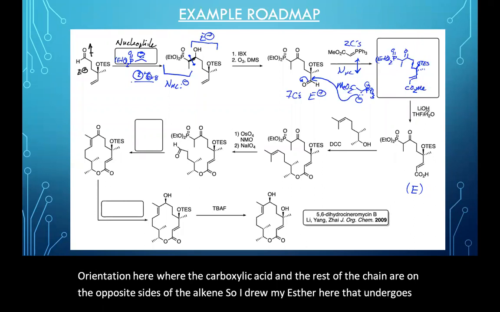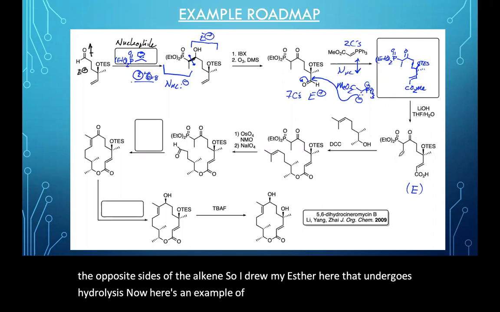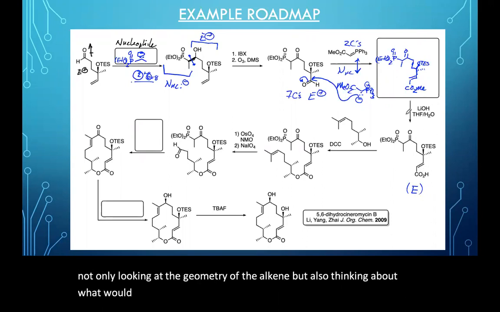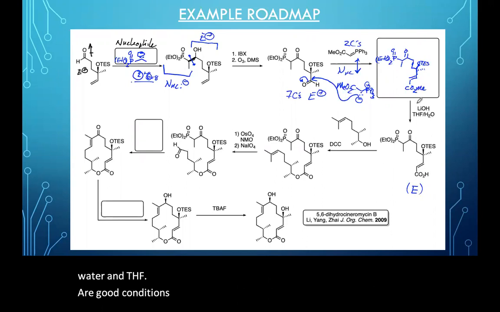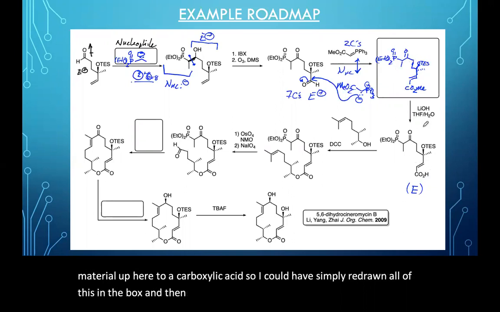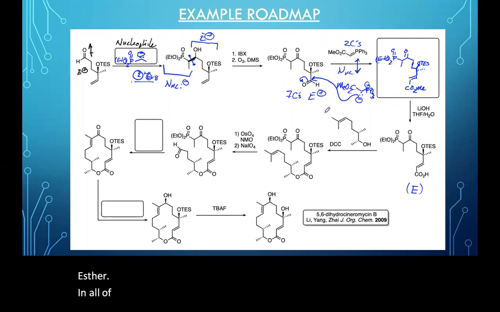Now, here's an example of working backwards. On top of looking at the geometry of the alkene, it's also thinking about what would have happened if I thought backwards. Lithium hydroxide and water and THF are good conditions for transforming an ester, which I had in my starting material up here, to a carboxylic acid. So I could have simply redrawn all of this in the box and then changed the carboxylic acid component to the ester. In all of these boxes, we could have simply zoomed in. And so let's do that right now.